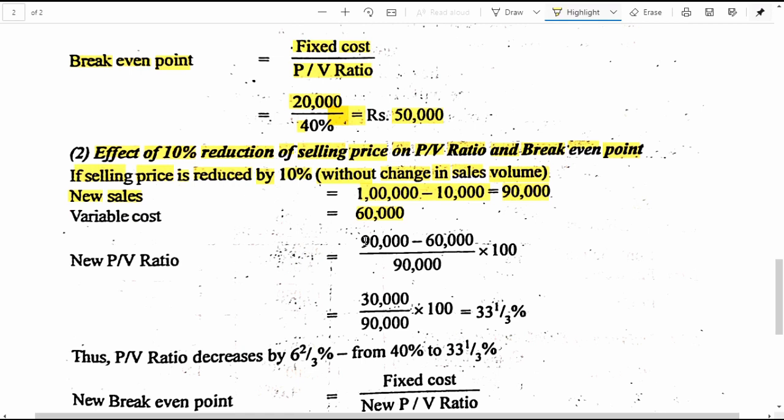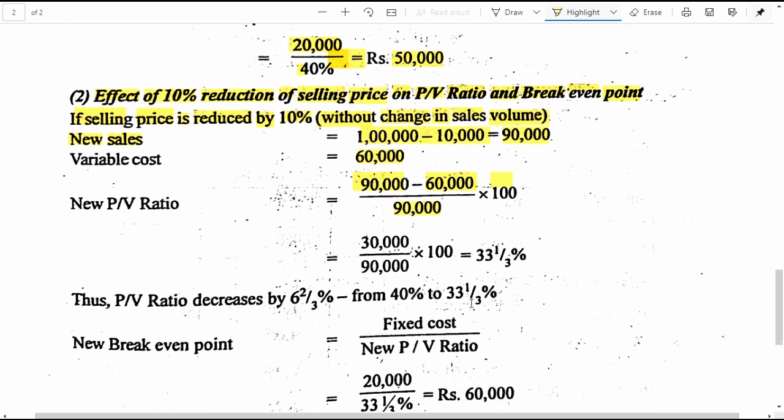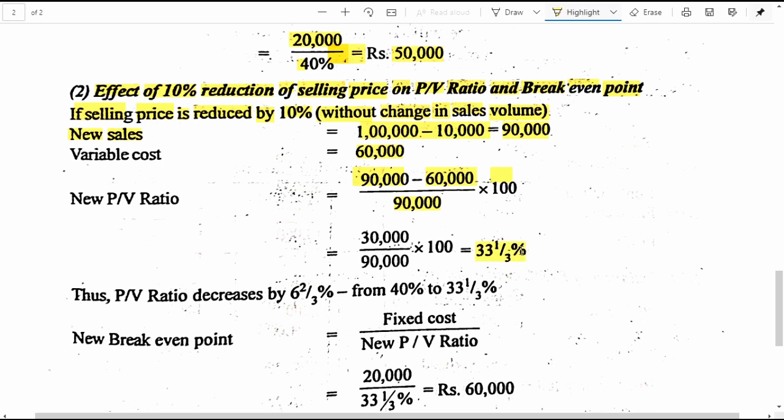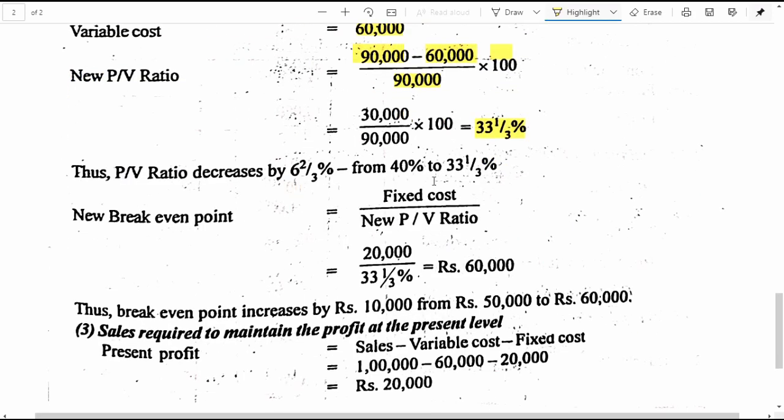New profit volume ratio. Revised sales minus variable cost will give you revised contribution divided by revised sales into 100. That gives us 33 1/3% or 33.333% as new PVR. Now what is the change we find in PVR due to the reduction of selling price by 10%? From 40%, the PVR has come down to 33 1/3%. Therefore, we find the PVR decreases by 6.666% or 6 2/3%.